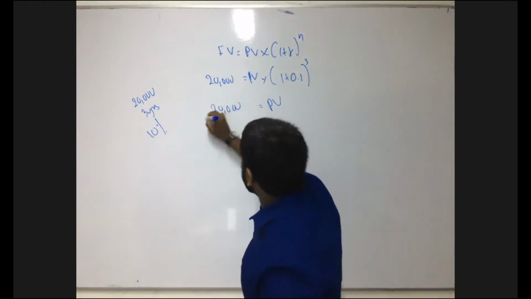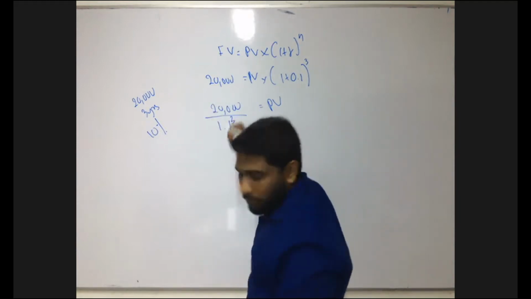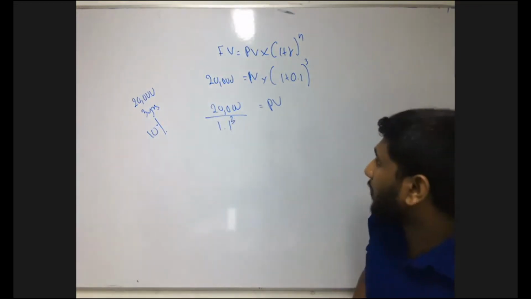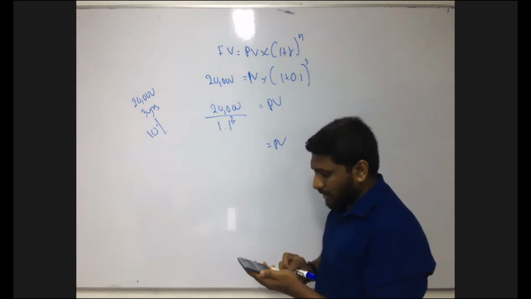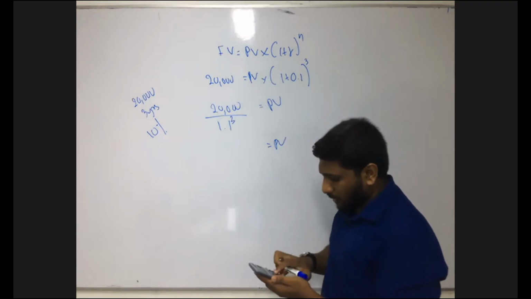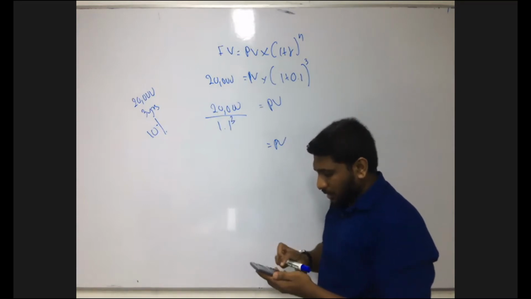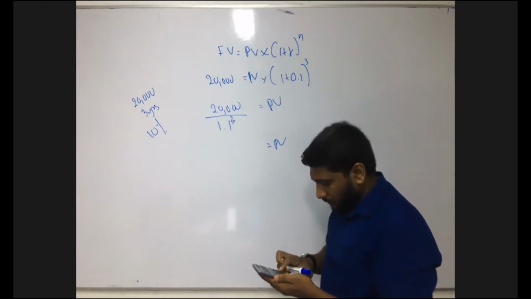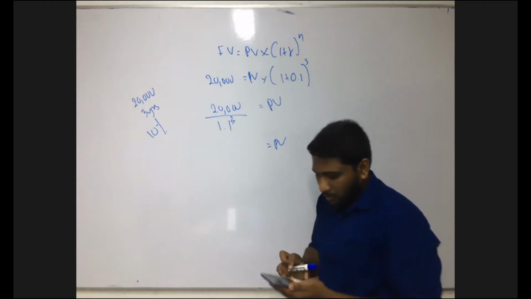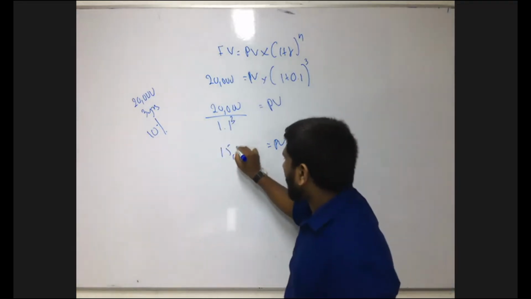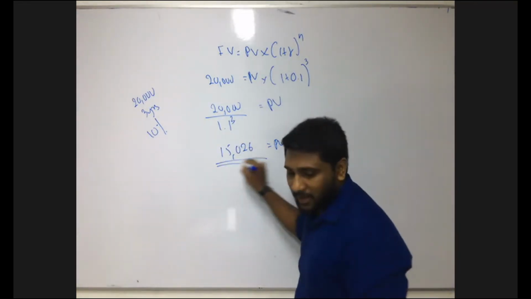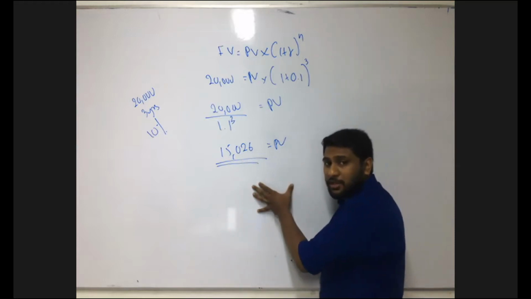Then the present value is 20,000 divided by 1.1 to the power 3. How much is that? Your present value is equal to 20,000 divided by 1.1 to the power 3. You will get an answer of 15,026. Then what is the meaning of this 15,026?